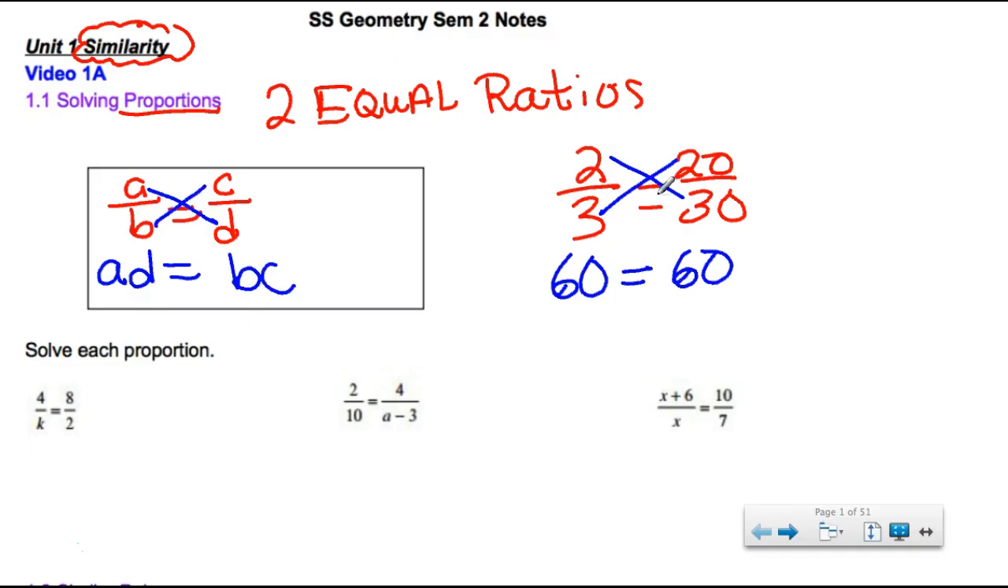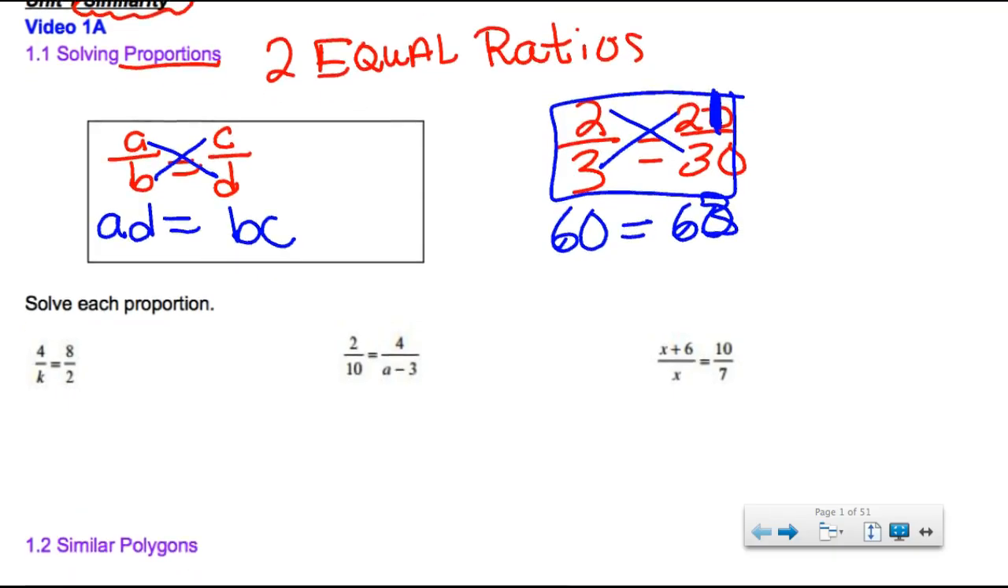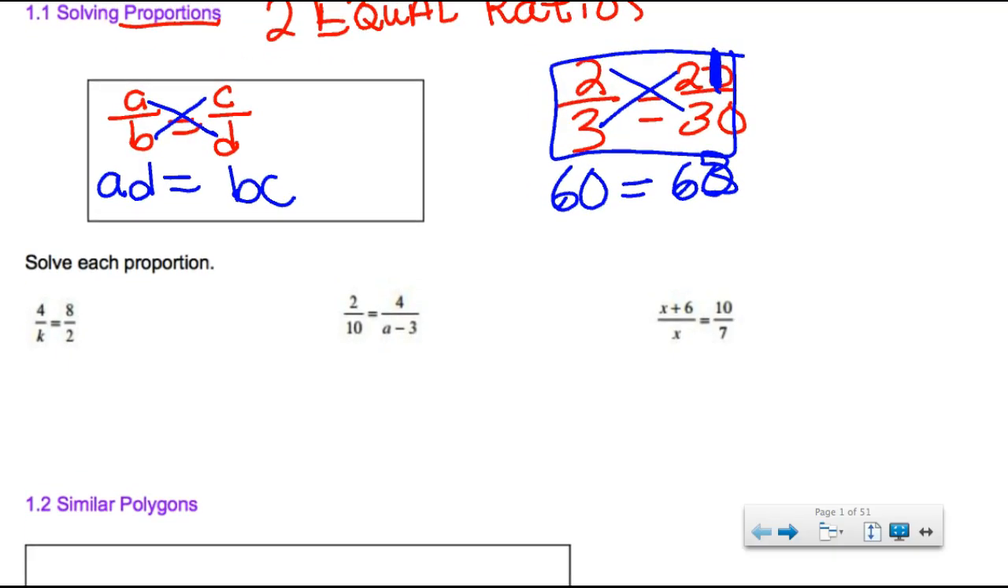The minute one of these is off, like if this over here had been a 21, then this would have been a 63, then we say that these are not proportional. So what we're going to do is go solve a couple proportions. The first one's a nice easy one. 4 over k equals 8 over 2. We just say 4 times 2 is equal to 8 times k. We divide both sides by 8, leaving a nice easy k equaling 1.